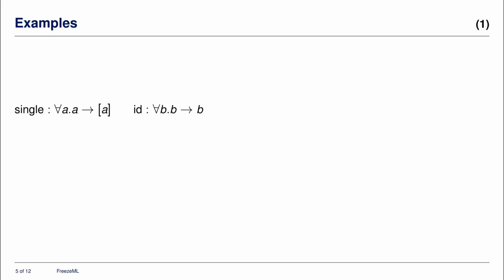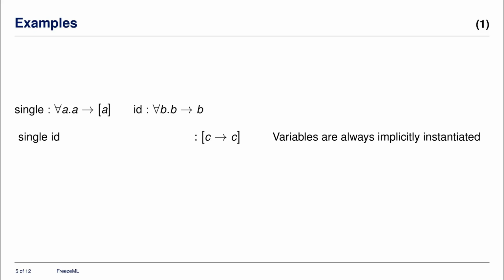I'll show you how FreezeML works by going through some examples. We will start with looking at how FreezeML handles the single apply to ID example I showed a minute ago. The rule is simple: every variable is always instantiated. That means that FreezeML just behaves like a syntax-directed presentation of ML, if you're familiar with that. In our example, this means that the type of single ID is list of C to C, where C is some fixed type. Now let's look at the freezing operator.